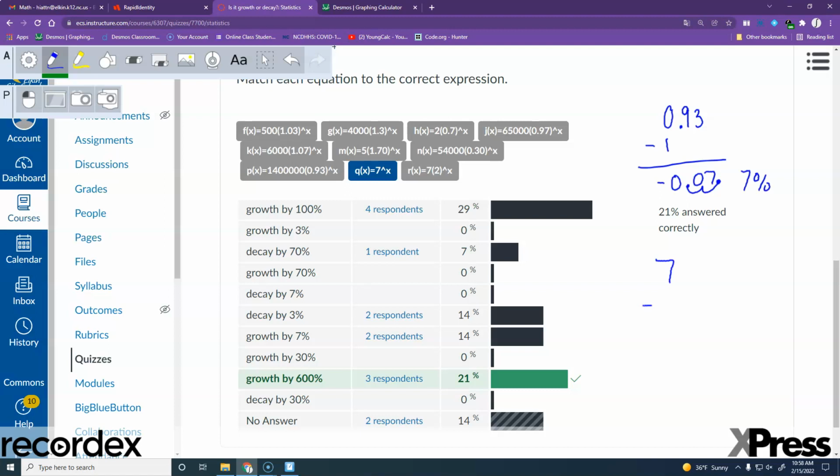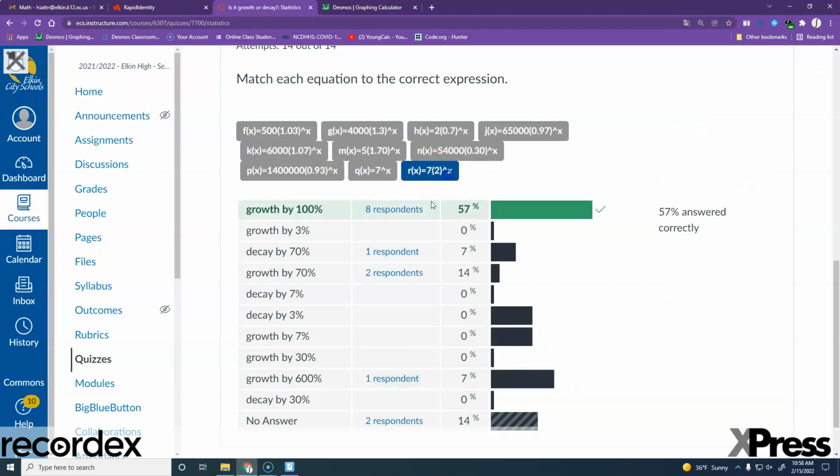So, subtract the 1. That gives you 6. Move the decimal 2 places to get 600. When we're talking about growth, if you multiply by 7, that's 600% growth. If you multiply by 9, it'd be 800% growth. Multiply by 2, it's 100% growth. And I'm going to imagine we did not do so well on this last one either because we have a whole number here, but let's check it out.